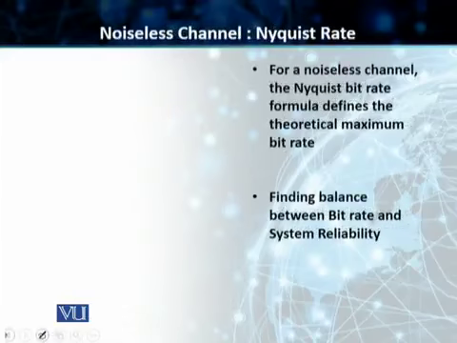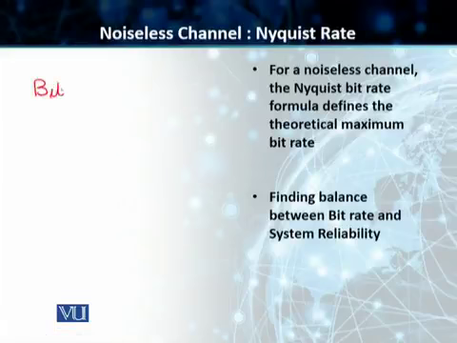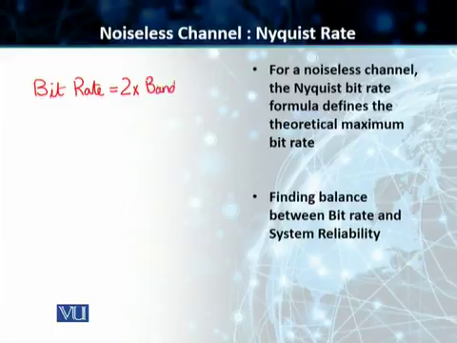Students, the first theoretical model that we have was developed by Nyquist. It is called the Nyquist bitrate or Nyquist rate formula. And as I told you, the Nyquist rate formula is used to calculate the theoretical maximum bitrate for a noiseless channel, a channel with noise equal to 0. Students, how we calculate the bitrate in this case is: bitrate is equal to 2 multiplied by the bandwidth multiplied by log to the base 2 L.